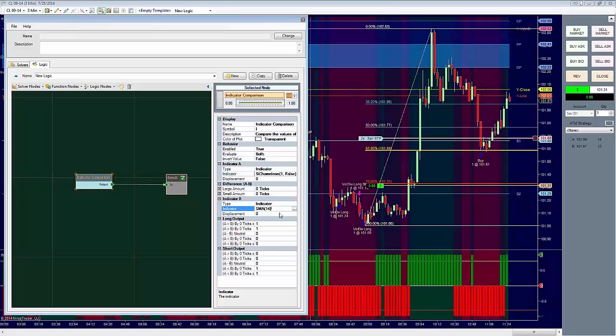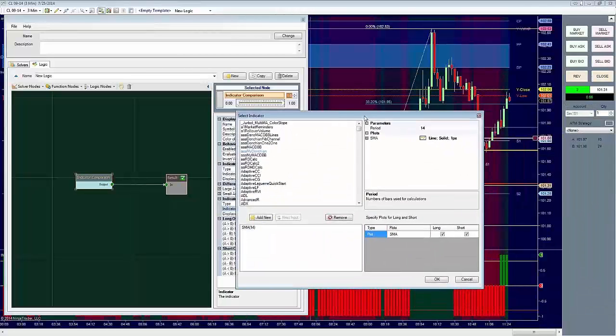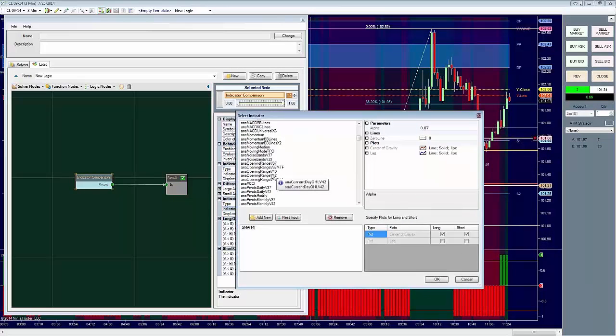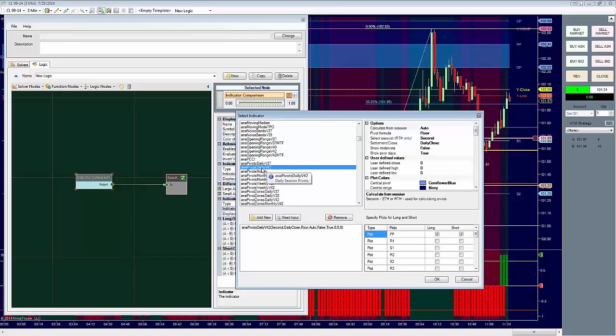So we're going to add into indicator B now this session pivots indicator. Remember, it starts with ANA. All of those indicators for the free download on my site start with ANA. So it's ANA pivots daily right here. All right, we want to make sure that we set this to intraday close and then calculate from the RTH session.